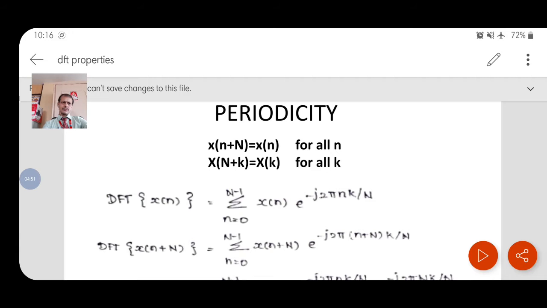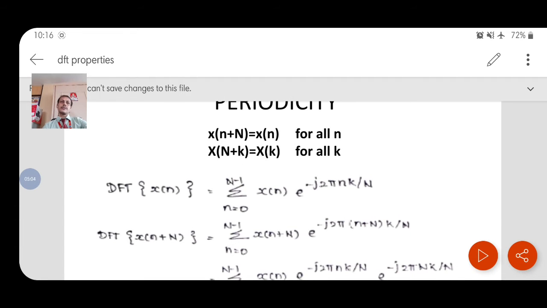Once again, the periodicity property is x of n plus N is equal to x of n for all n. In the frequency domain it is x of k plus N is equal to x of k for all k.